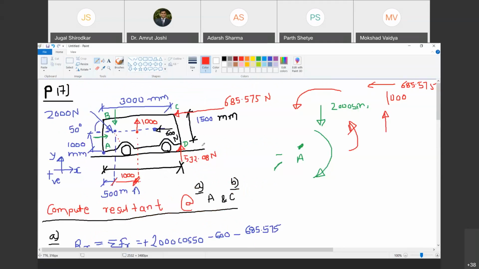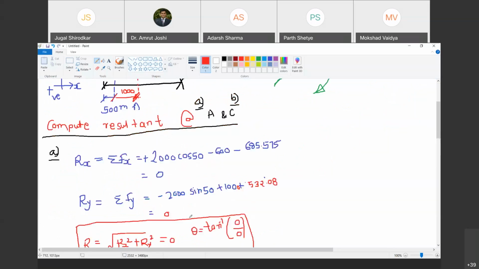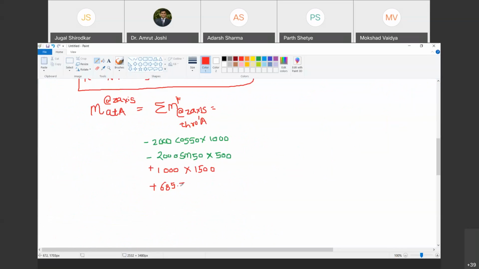Sir, 3000. Why 3000? Just though I said, when you are calculating moment of horizontal force, you should look at vertical distance. Dekho, I am extending the line of action of this force. Yes, sir. From A, if I drop perpendicular on this line of action of force, what is the distance? It is 1500. Yes. Am I clear? Yes. So therefore, plus 685.575 multiplied by 1500.